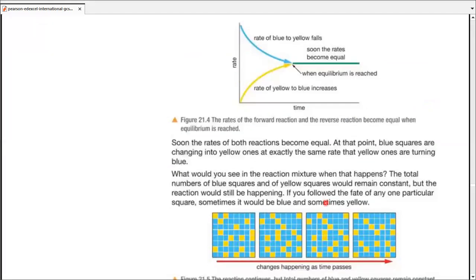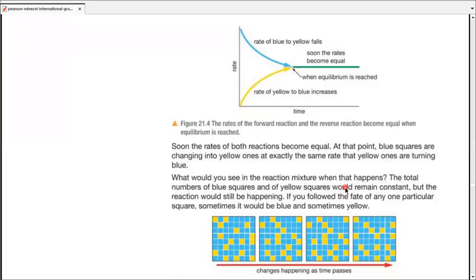So what would you see in the reaction mixture when it happens? The total number of blue and yellow squares would remain constant, but the reaction would still be happening. If you followed the fate of one particular square, sometimes it would be blue and sometimes yellow, since it would keep on changing. Since blues will change into yellows and yellows will change back into blue, and the rate at which both of these reactions happen will be the same, we call that point the equilibrium point.